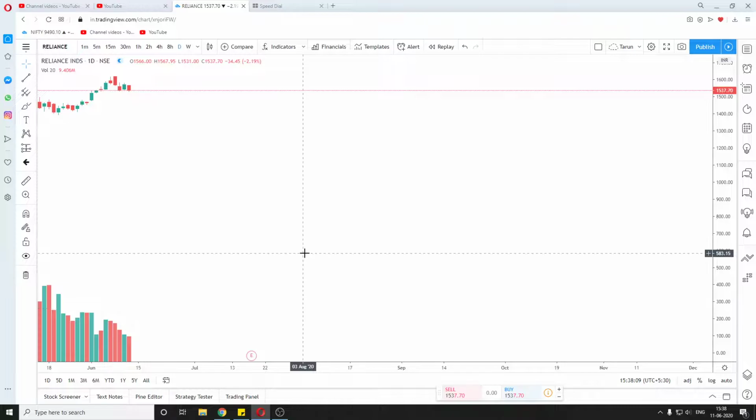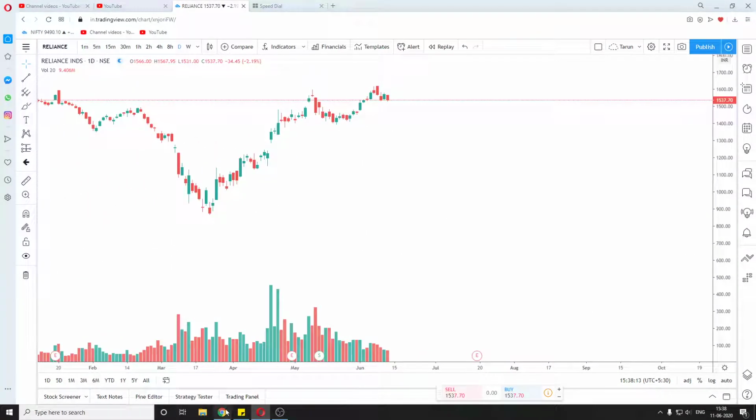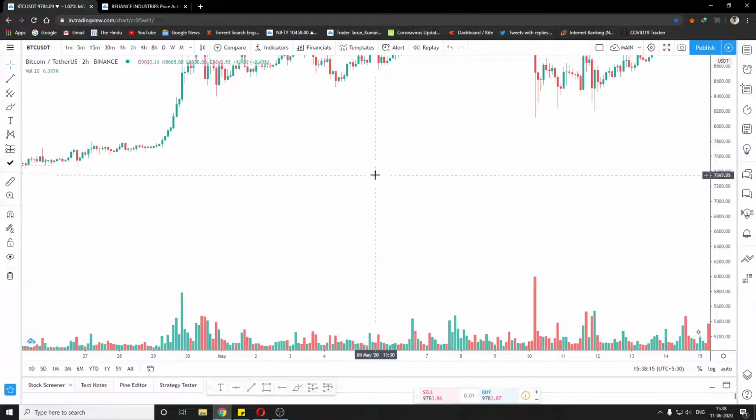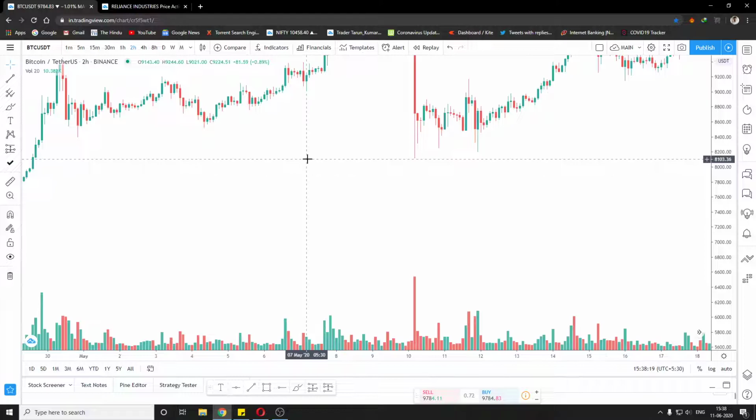So let's look at some charts. I think it is easier to explain in the charts. So here I have a Bitcoin chart which I wanted to show. Let's talk about the buying climax first.